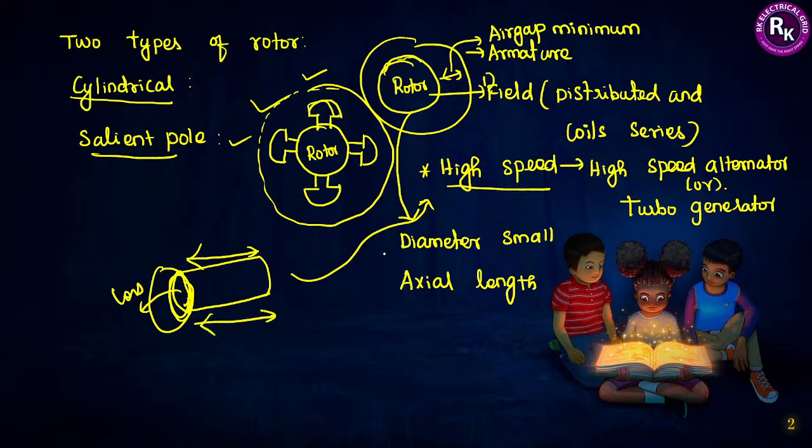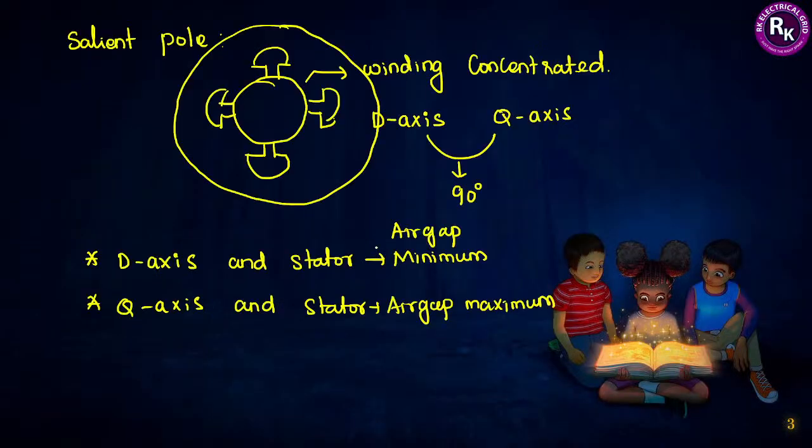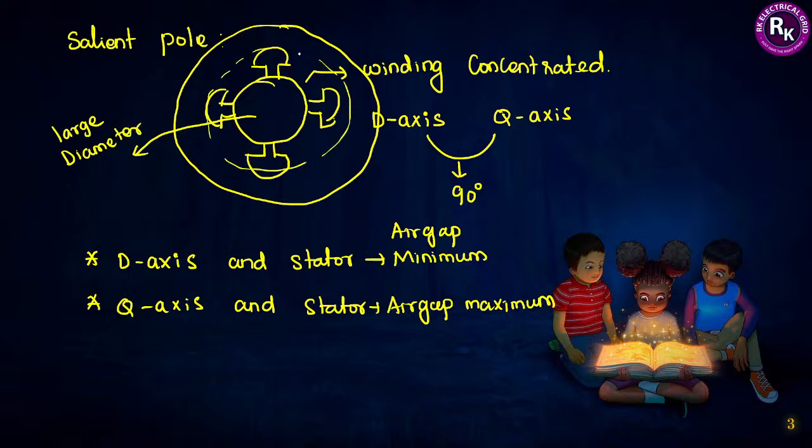So this is suitable for high speed. When we are looking into the salient pole machine, the diameter is large. Here I am talking about the diameter of the salient pole machine. It has a large diameter. You can observe the structure. Its diameter is very large, its structure is very big, and the axial length is very small. Since the axial length is very small, this one is suitable for low speed application.